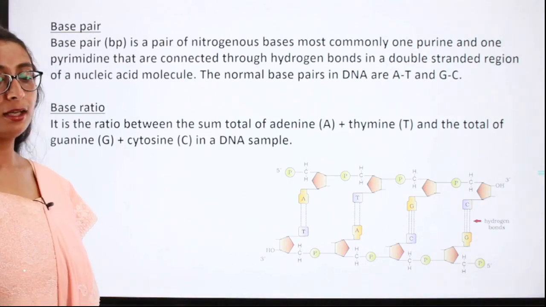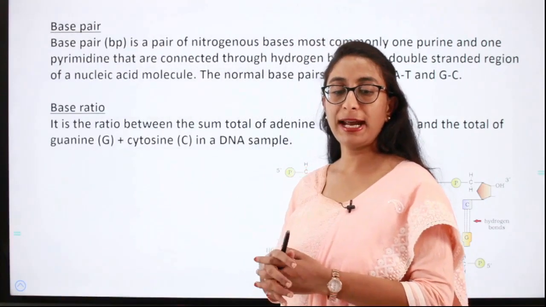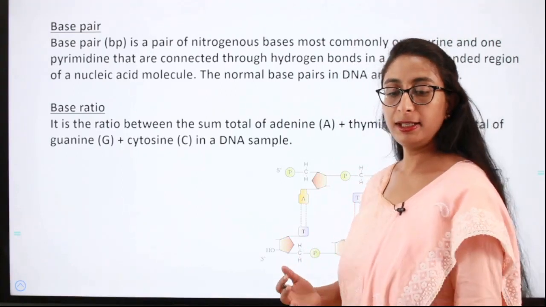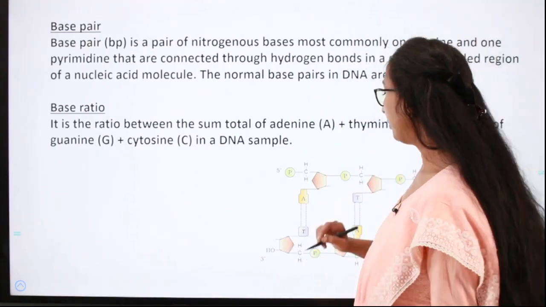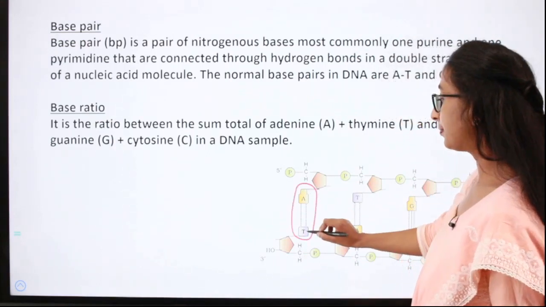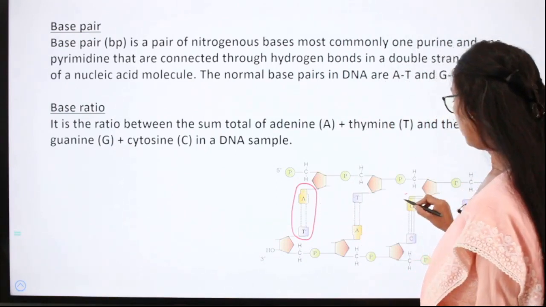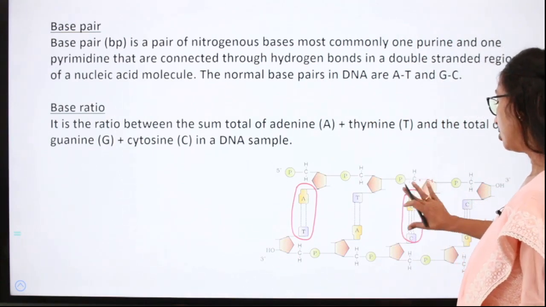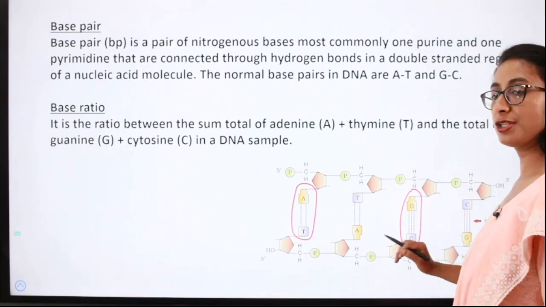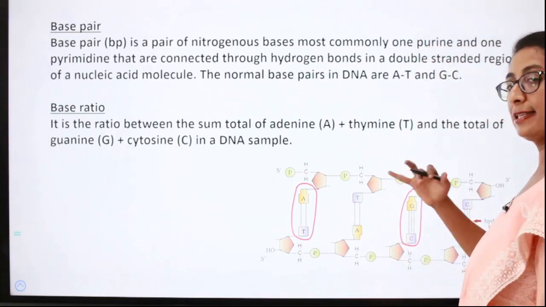Then base pair. Base pair is a pair of nitrogenous bases, most commonly one purine and one pyrimidine, that are connected through hydrogen bonds in a double-stranded DNA molecule. So what do we mean by base pair? This A double bond T. Adenine bonding with thymine through two hydrogen bonds is called as one base pair. Here guanine pairing with cytosine through three hydrogen bonds is called as another base pair. So we count the base pairs as 1, 2, 3, 4 and so on.